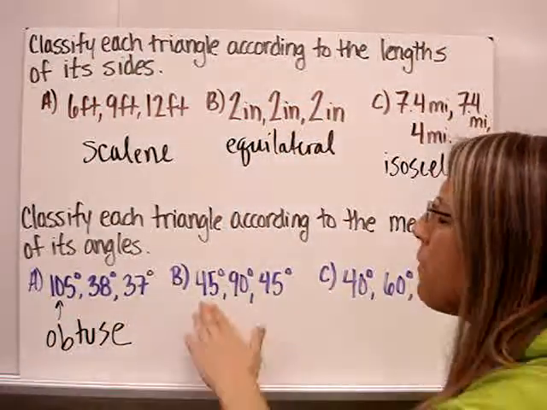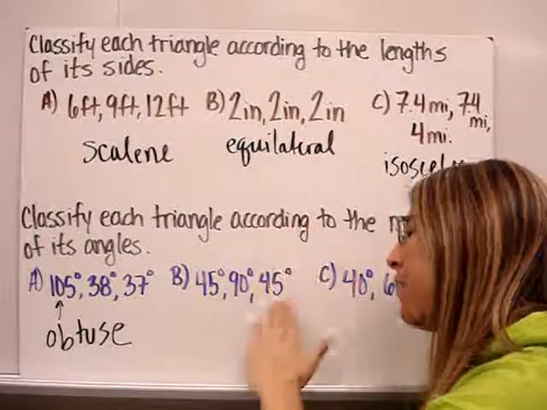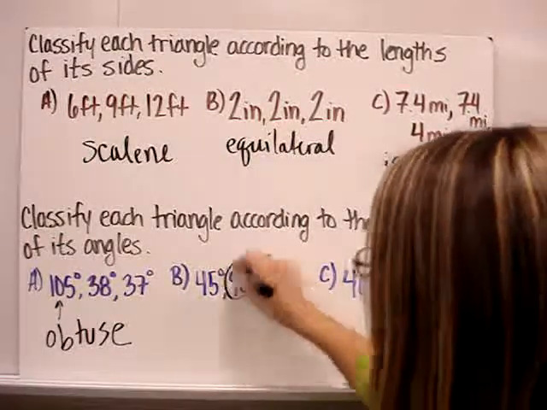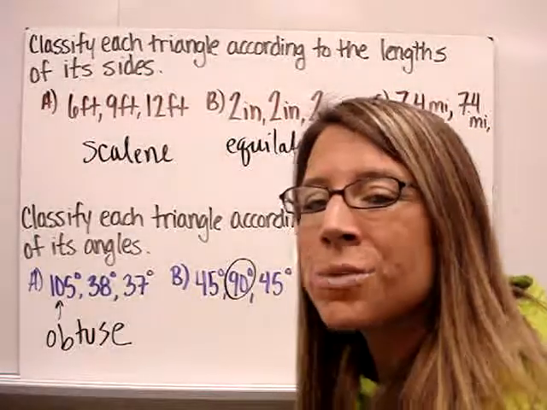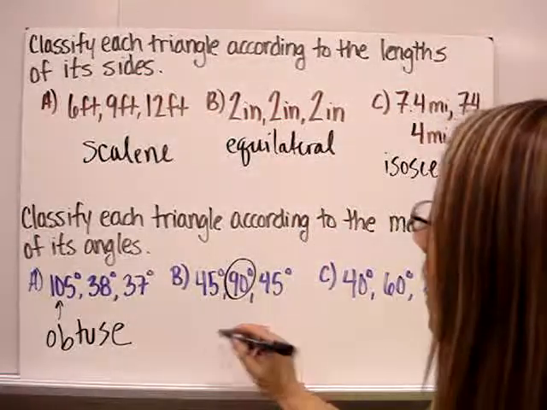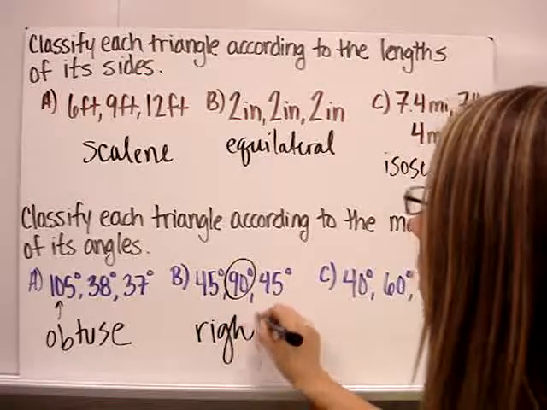In example B, I have a 45, 90, and 45 degree angle. Well, that 90 degree angle, that's my clue. 90 degrees is a right angle. So because I have my one right angle, I have a right triangle.